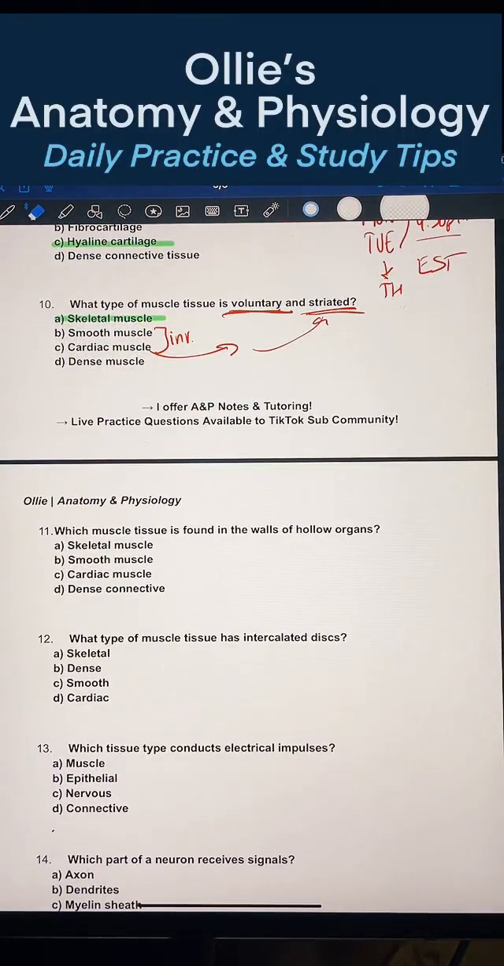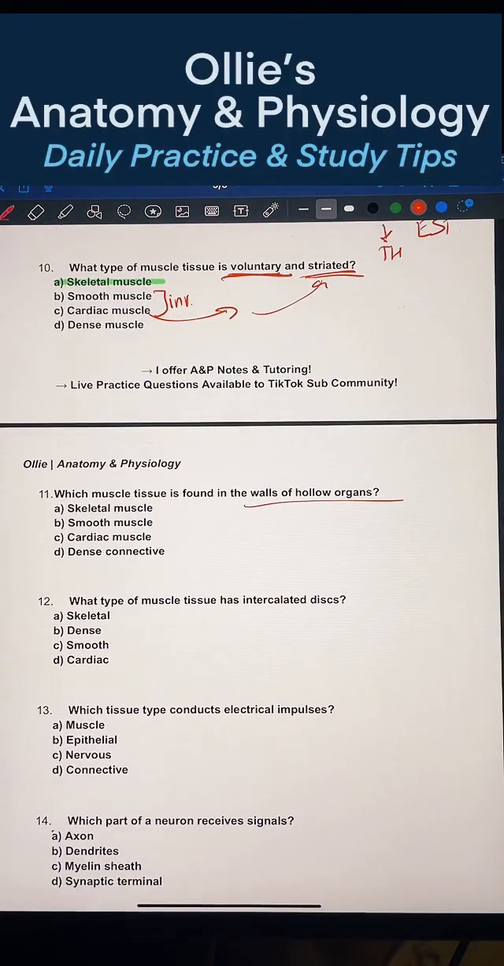Number 11, which muscle tissue is found in the walls of hollow organs? A, B, C, or D? What do you all think for that one? What do you guys think? A, B, C, or D?